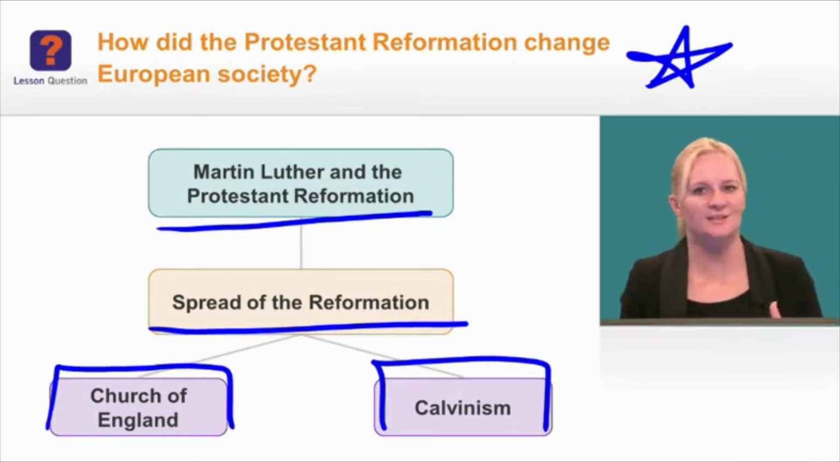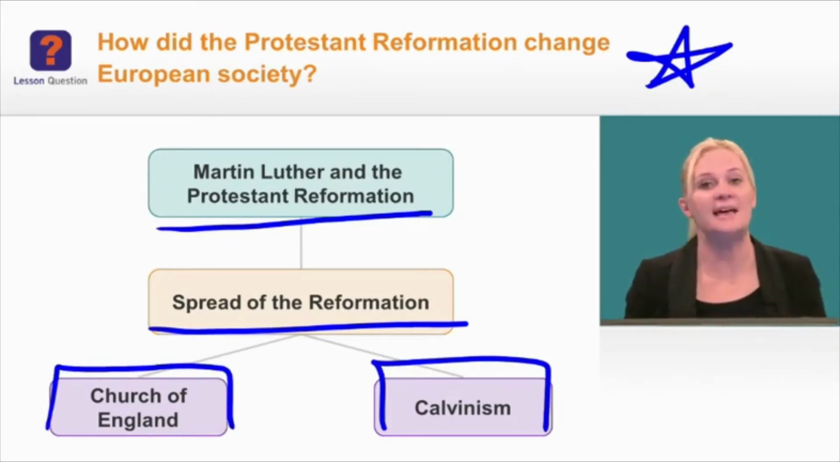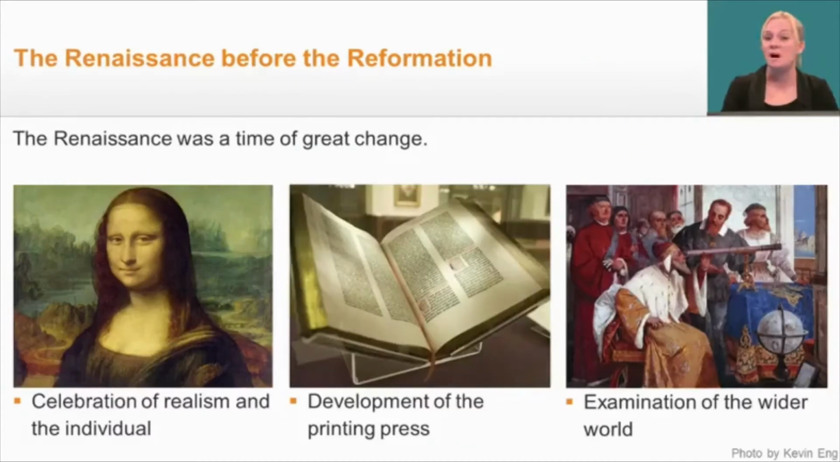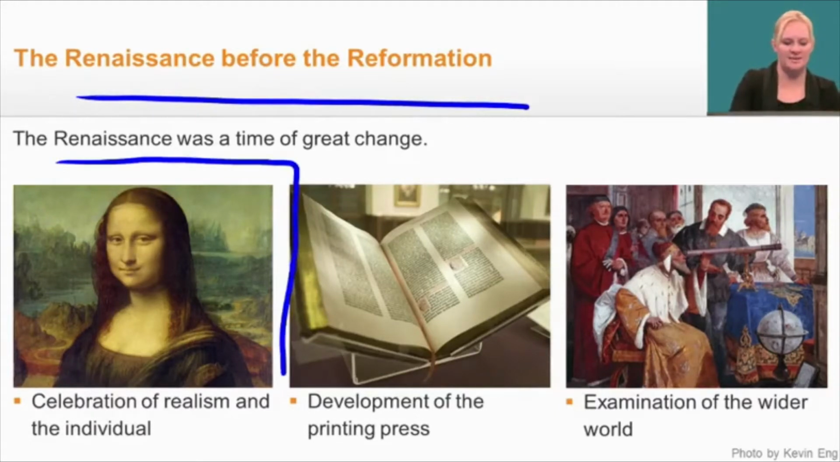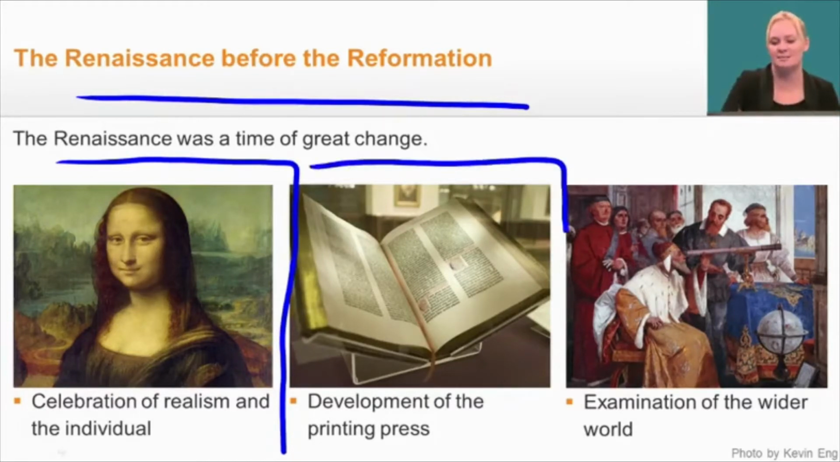But before we get started, let's take a look at what life was like before the Protestant Reformation. So what was life like before the Reformation? Well, the Renaissance was going on, and the Renaissance was a time of great change. Now, there was a celebration of realism and the individual that was portrayed in a lot of artwork during this time period. A big change that also took place was the development of the printing press, which made books accessible to the masses, including the Bible.